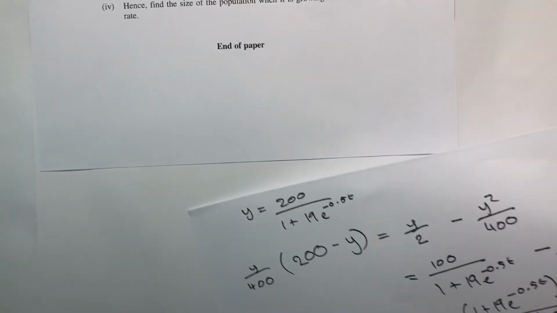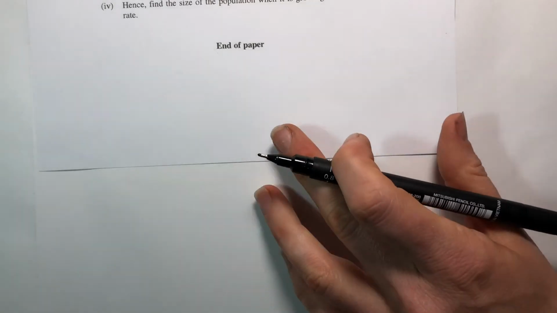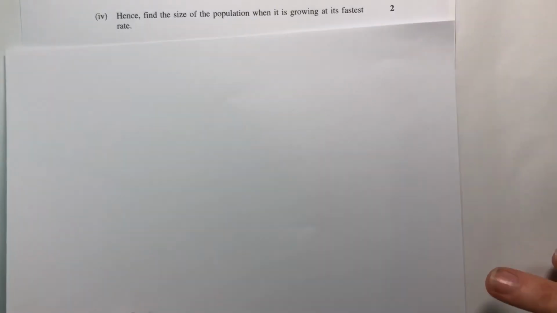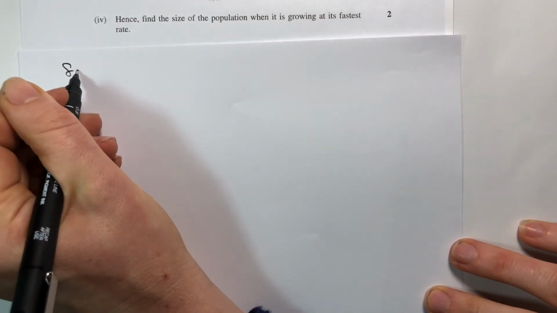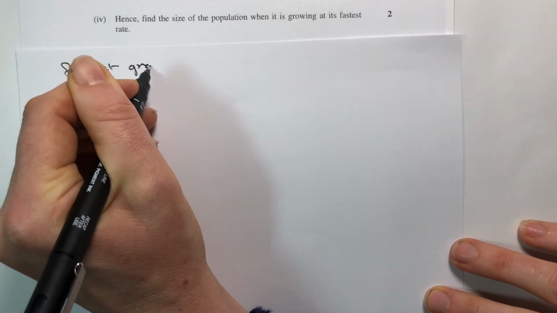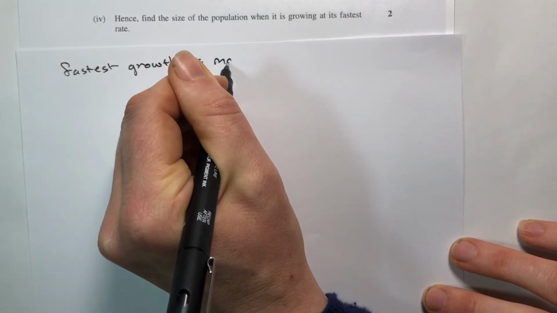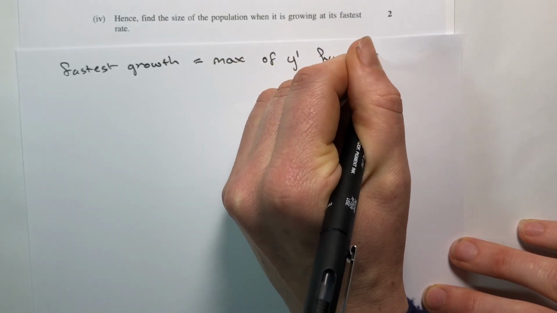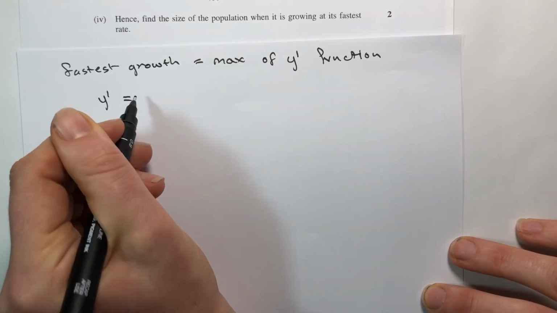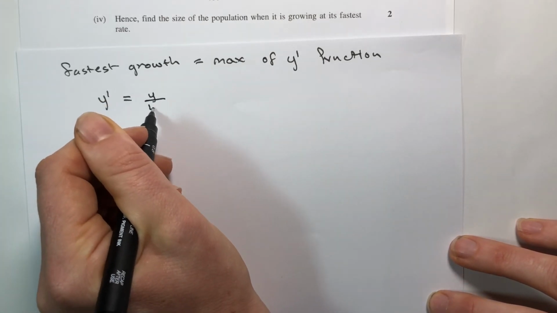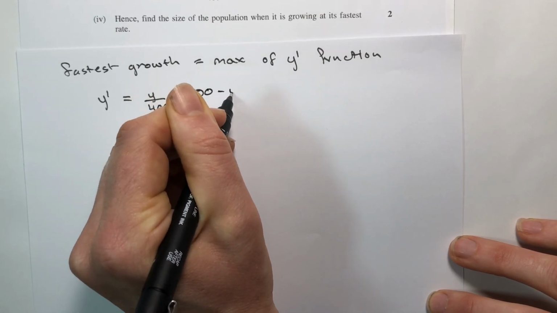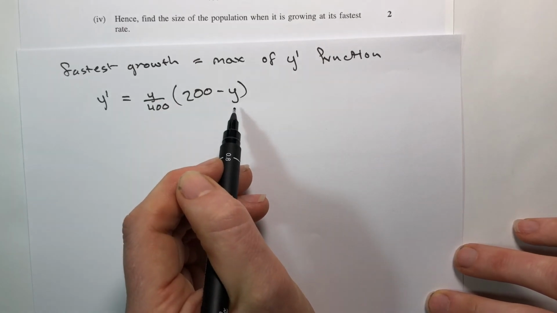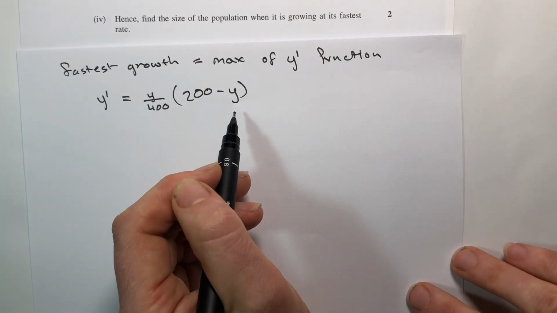Now, to find the size of the population when it is growing at its fastest, we want fastest growth equals max of y dash function. And since the y dash function is equal to y on 400 times 200 minus y, I could actually find the maximum of this in terms of y. I don't even need to care about in terms of time.